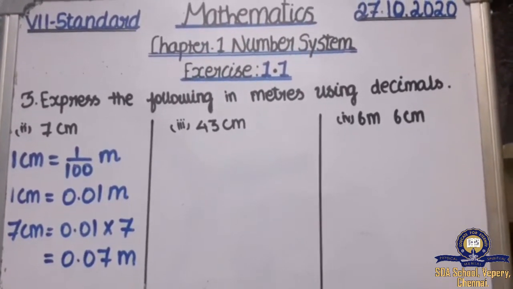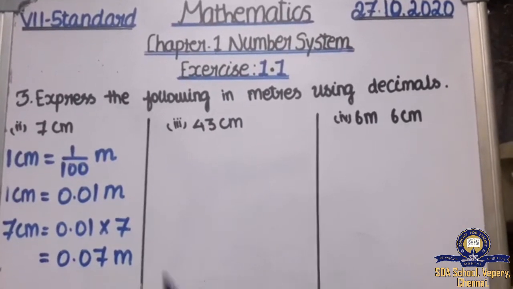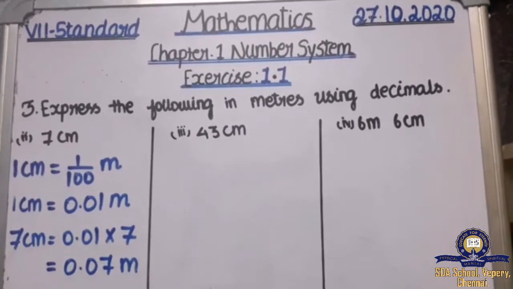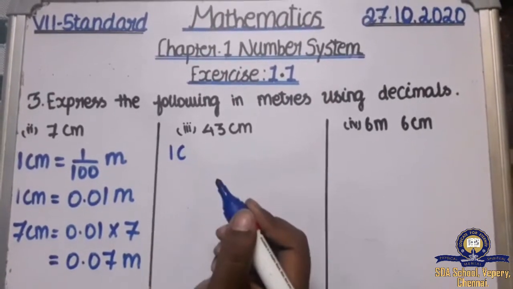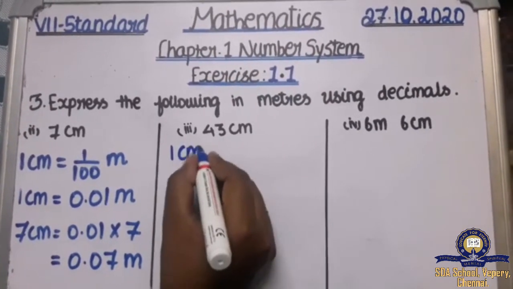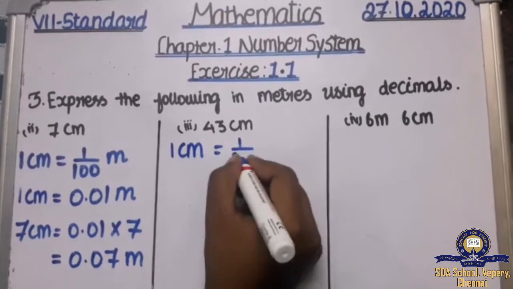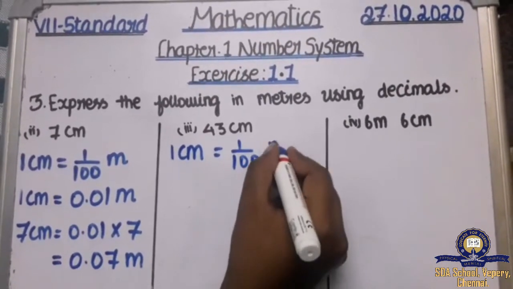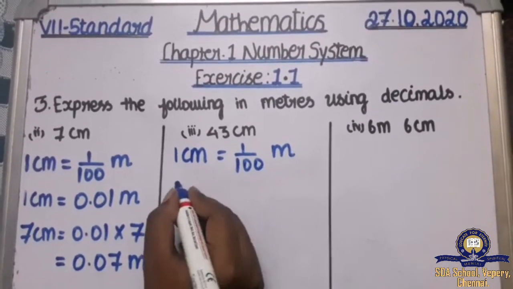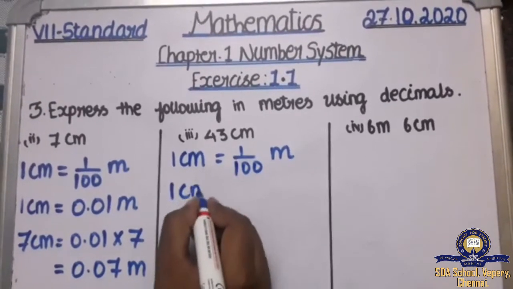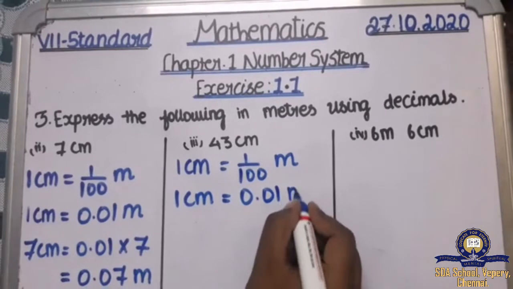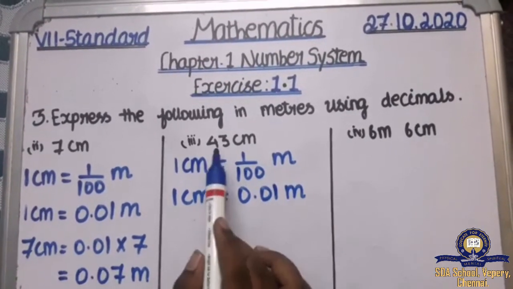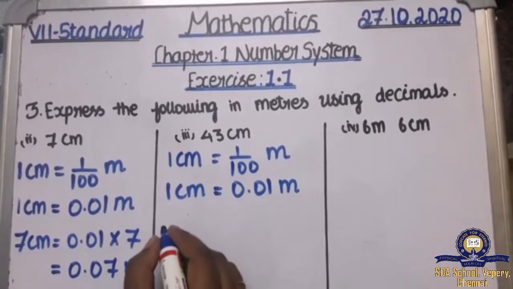Okay students. Now we move on to the next problem. Here they have given 43 centimeter. So what is the formula while converting centimeter to meter? 1 centimeter is equal to 1 by 100 meter. While using the decimals, we can say 1 centimeter is equal to 0.01 meter. So what is the centimeter given here? 43.